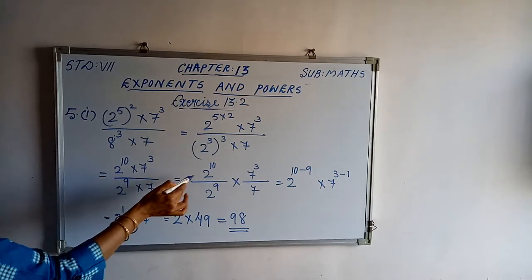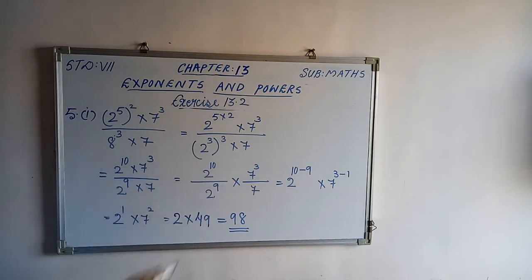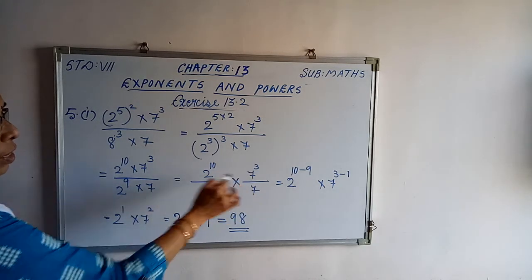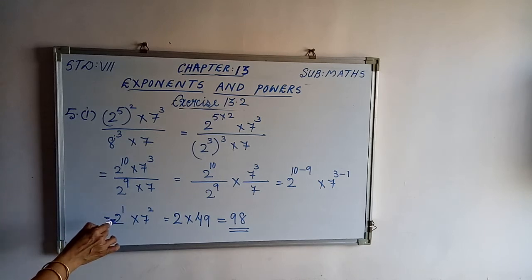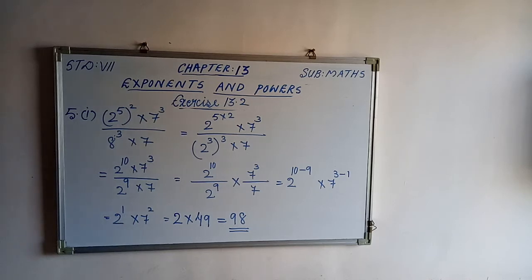That is separating 2 raised to the power 10 upon 2 raised to the power 9, multiplied by 7 cube upon 7. So here 10 minus 9 and here 3 minus 1. So we get 2 raised to the power 1 multiplied by 7 raised to the power 2. Here this is 2 multiplied by 7 square means 49. 2 into 49, 98 is the answer.